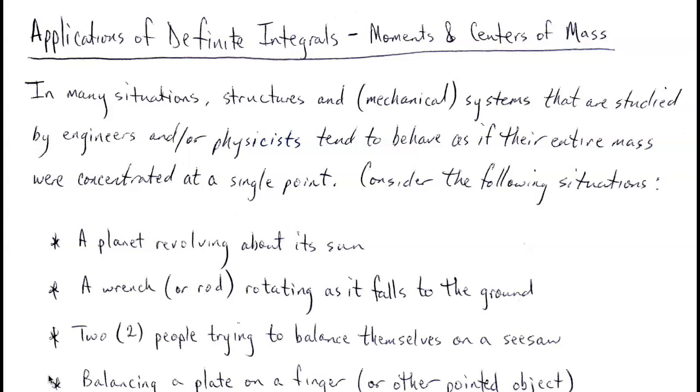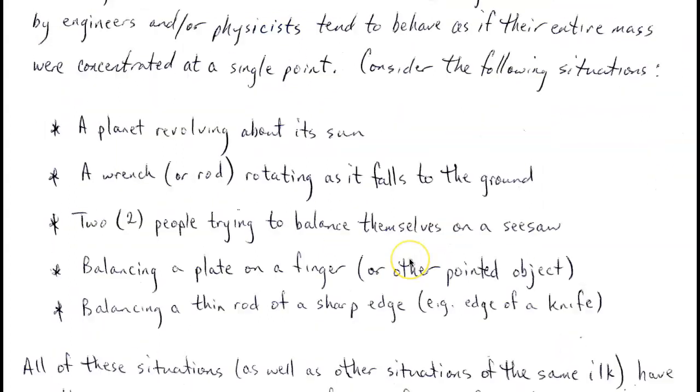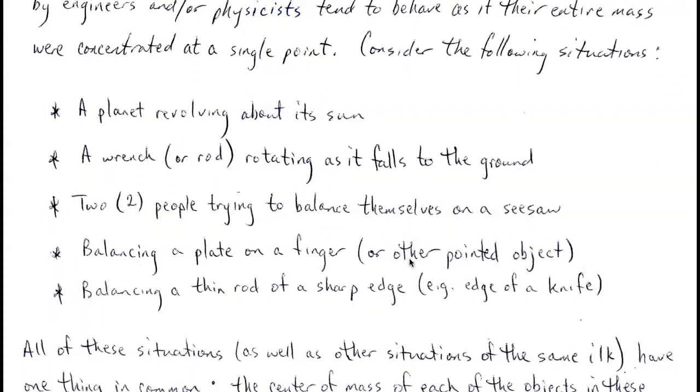Now, some things that we could possibly model like this, I've listed here. I'm going to read them off so that you get an idea of the many things that we could use moments and center of mass for. First, a planet revolving around its sun. If we had a wrench or a rod, and we let it go, as it drops to the ground, it's going to rotate as it falls. We could have two people trying to balance themselves on a seesaw.